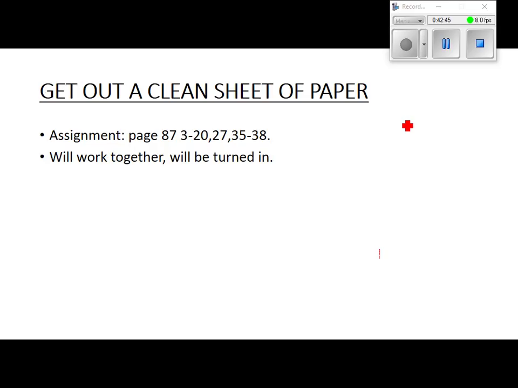Which questions? You probably just want to do the first one, then you might need some space. We're going to do them together, so we're going to move. Has everybody got the assignment written down?